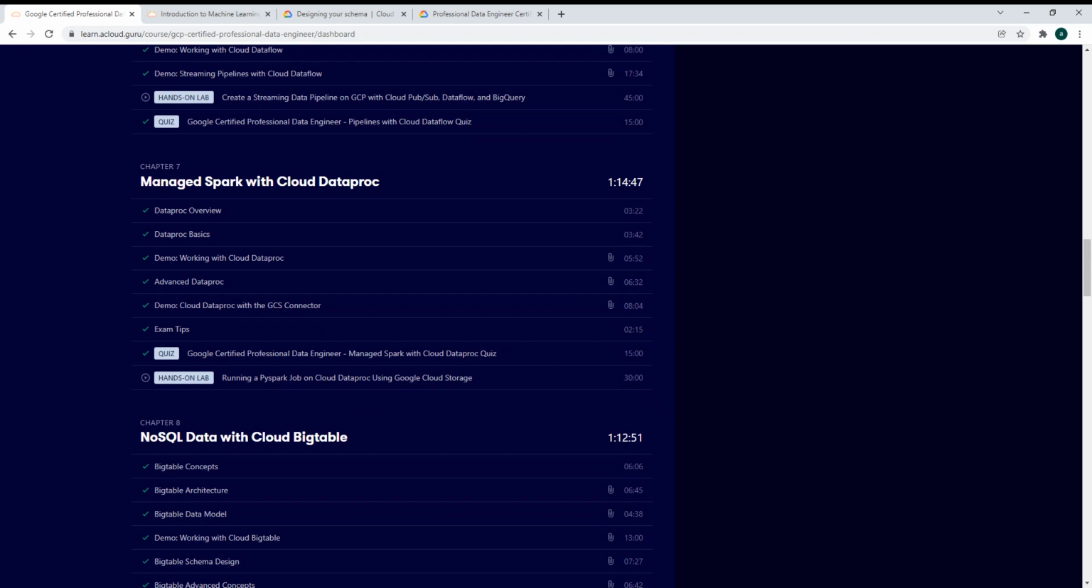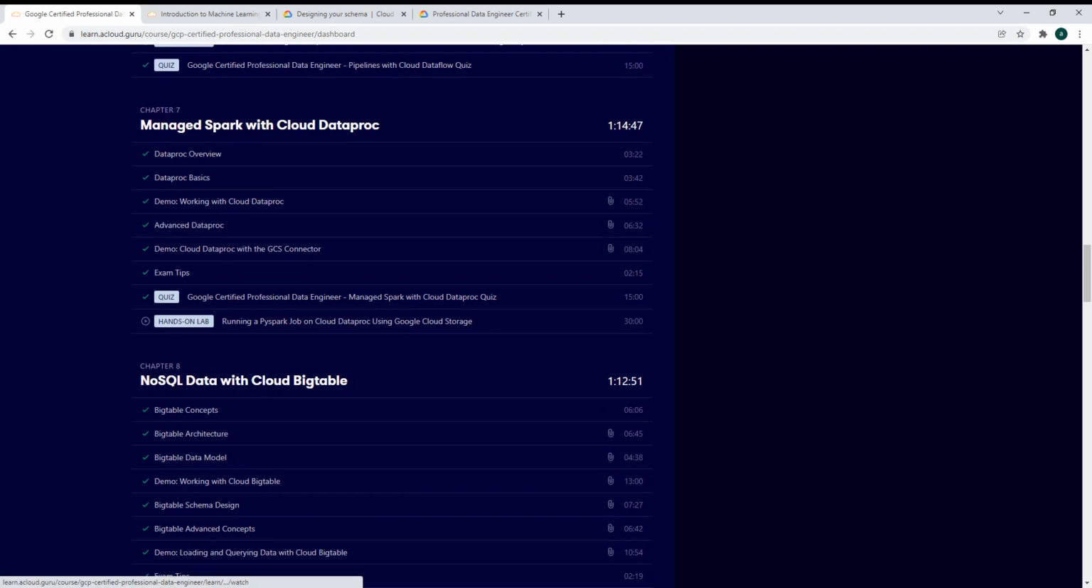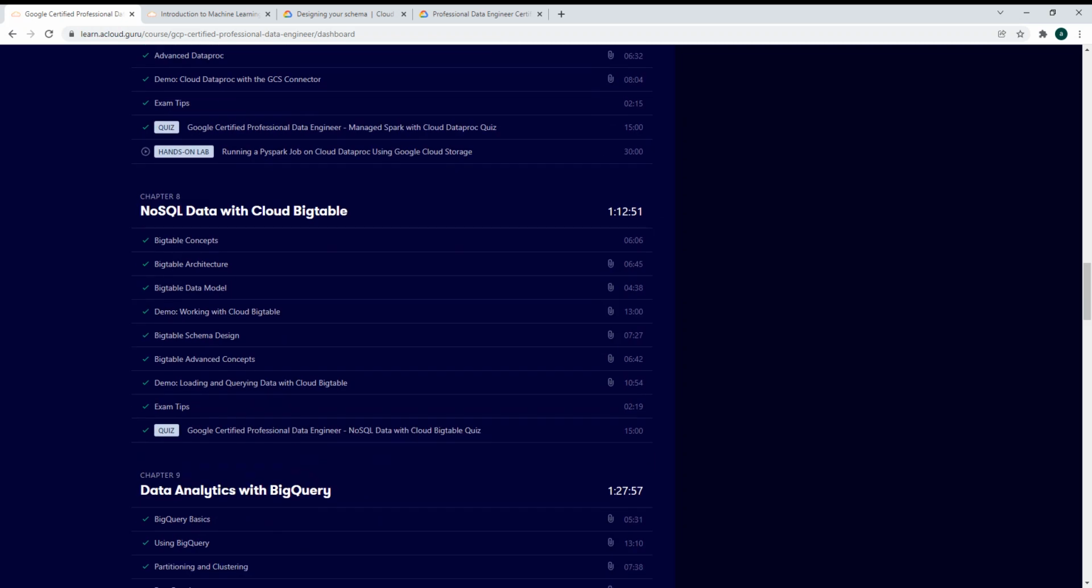Then there is the Cloud Dataproc service, which is the Apache Hadoop and Spark service offered by Google, and how you connect to it and how you use it. All such things are there.